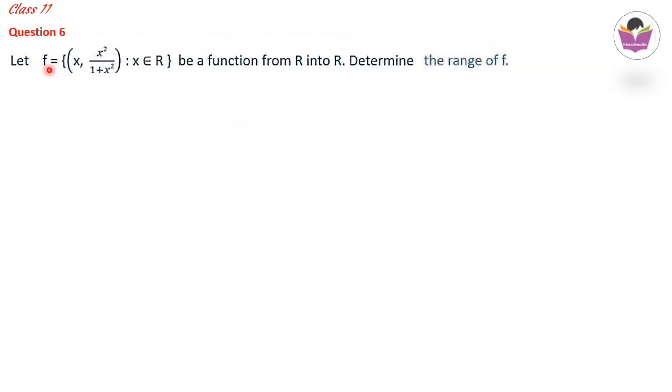Next we shall discuss the sixth question. Let f be equal to the set of all x comma x square by 1 plus x square, such that x is an element of R, be a function from R into R. Determine the range of f. So we are asked to find out the range.